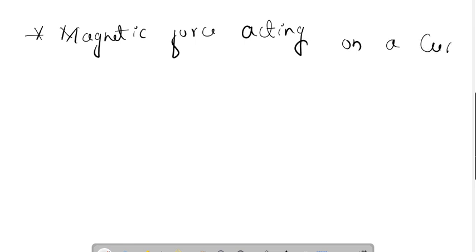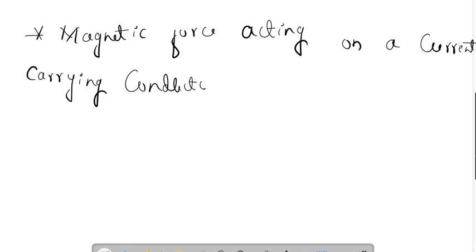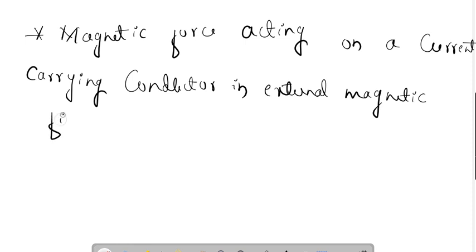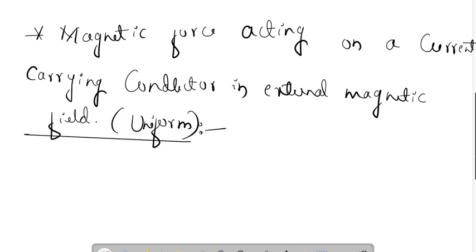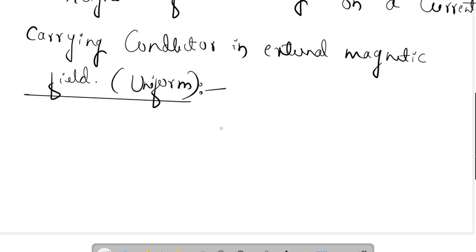Please note down: magnetic force acting on a current carrying conductor in an external magnetic field that is uniform. Let me discuss here. Consider a conductor of length L. Let me draw the same diagram. This is the magnetic field.